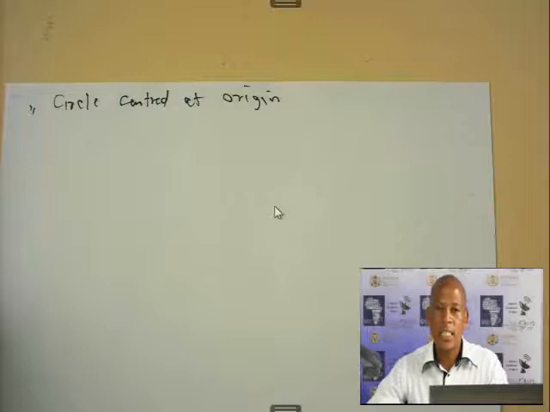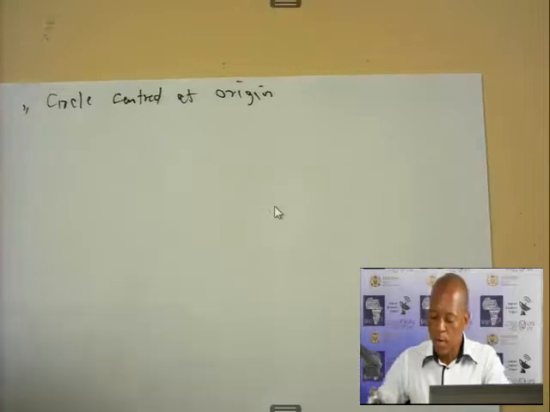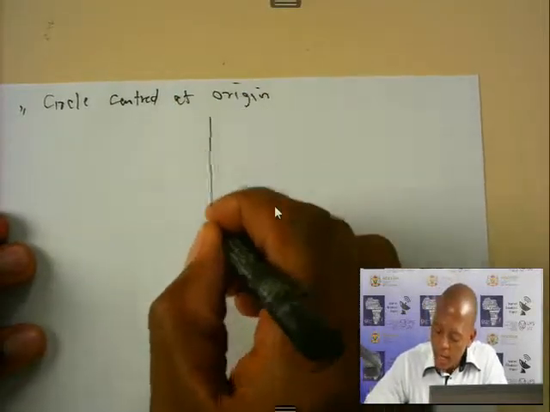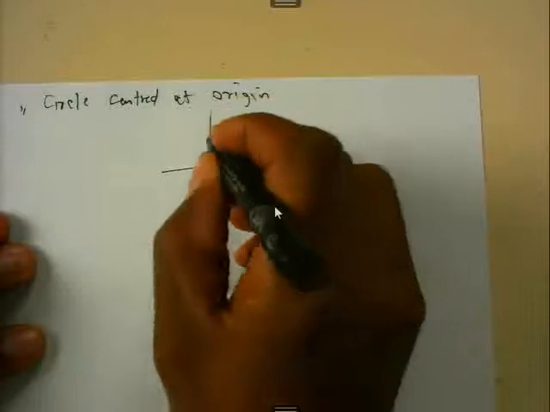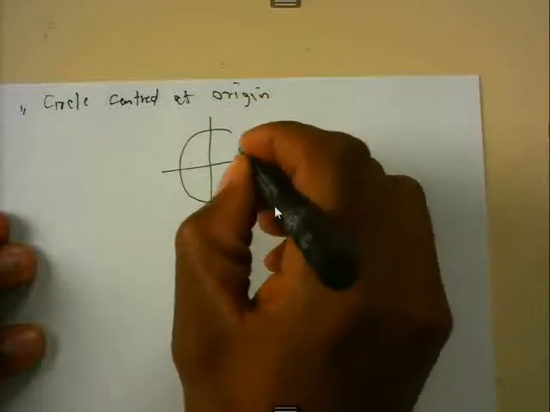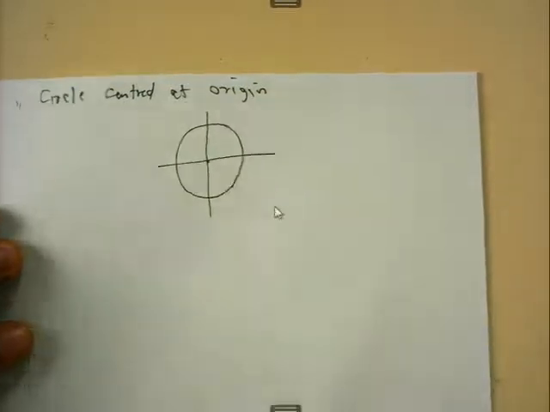Remember, we have two types of circle here, the one that is centered at origin and the other one that is centered at any point. Right, let us now start. When you look at this one here, we have the circle. This circle is centered at origin.